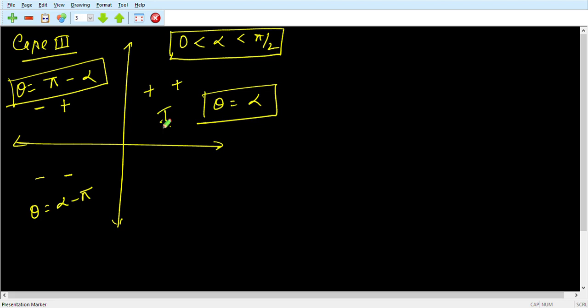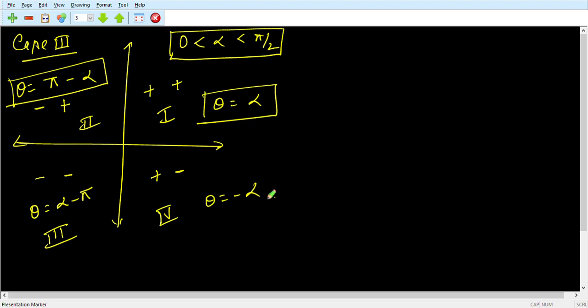So for the first quadrant, theta is equal to alpha. For the second quadrant, theta is equal to pi minus alpha. For the third quadrant, theta is equal to alpha minus pi. And for the fourth quadrant, the real part is positive but the imaginary part is negative. In this case, theta is equal to minus alpha. So this is the way through which you can understand.